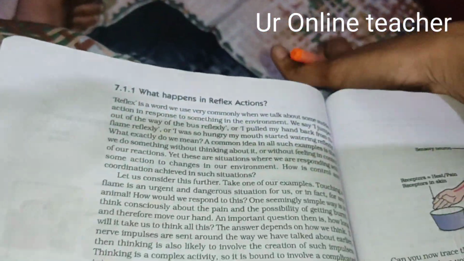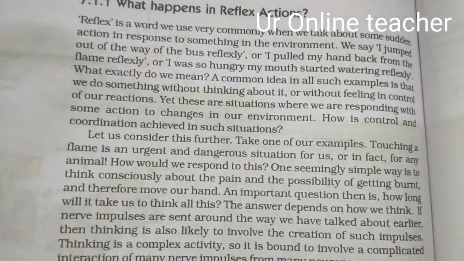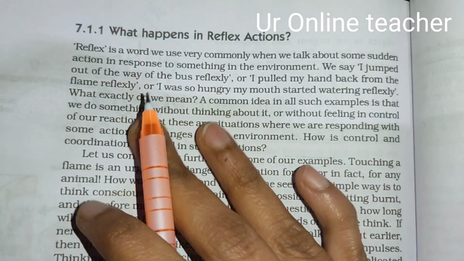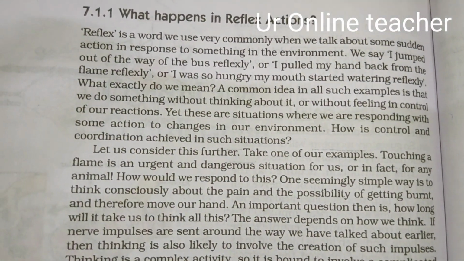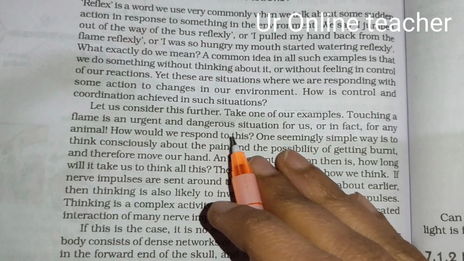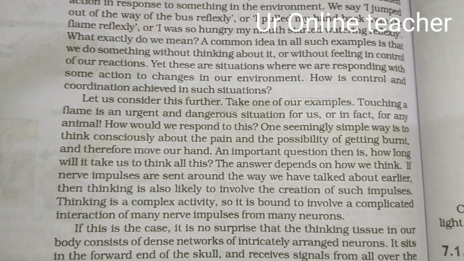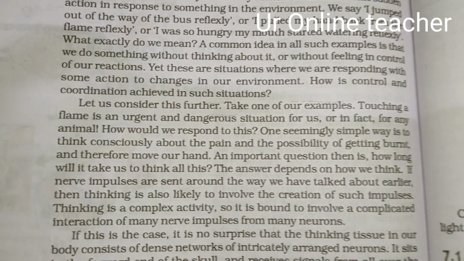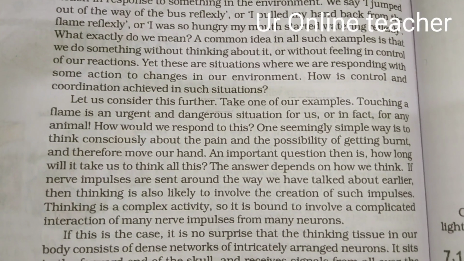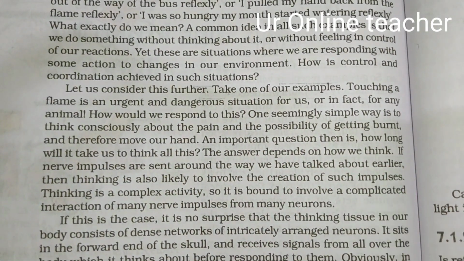Next, what is reflex action? Reflex action is the action which we take very fast without thinking. When we are unknowingly going to touch a hot object, suddenly we take our hand off. Touching a flame is an urgent and dangerous situation. For any animal, how do we respond? If we think, feel, and slowly remove the hand, it will be burned. No, we just unconsciously move the hand, or else we will get burned.